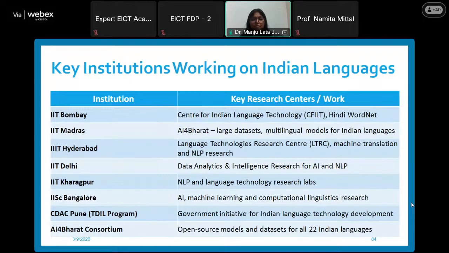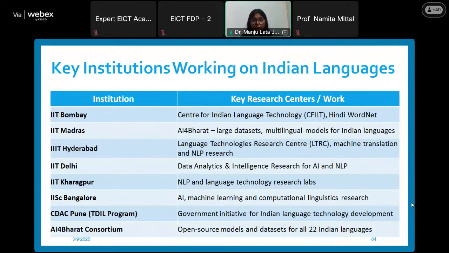IIIT Hyderabad has the Language Technology Research Center, where you can find multiple research-based resources and multiple datasets for different domains, different purposes, and different applications. They are working hard on machine translation and NLP research. IIT Delhi, especially in analytics. IIT Kharagpur, NLP and language technologies. IISc Bangalore, AI and machine learning, computational linguistics. C-DAC Pune and C-DAC Noida are also working hard on it.